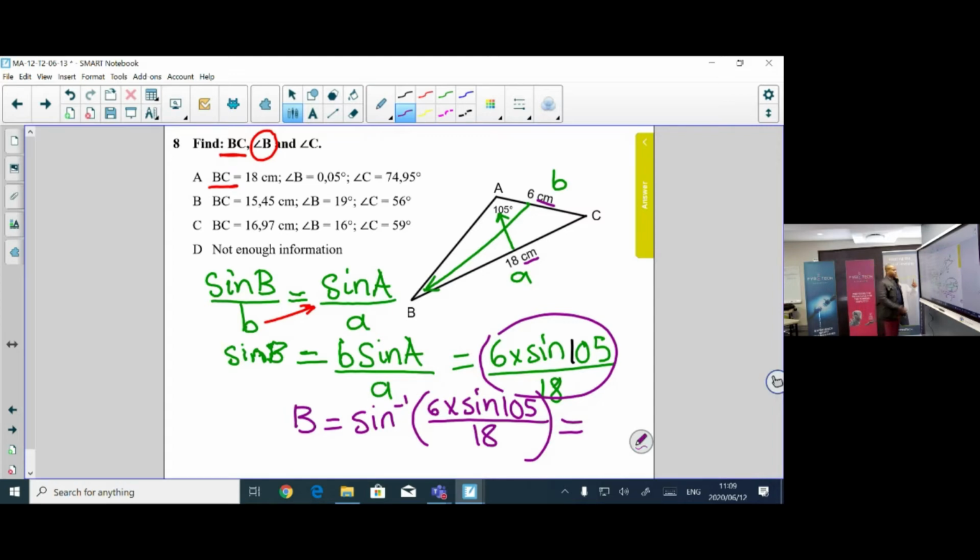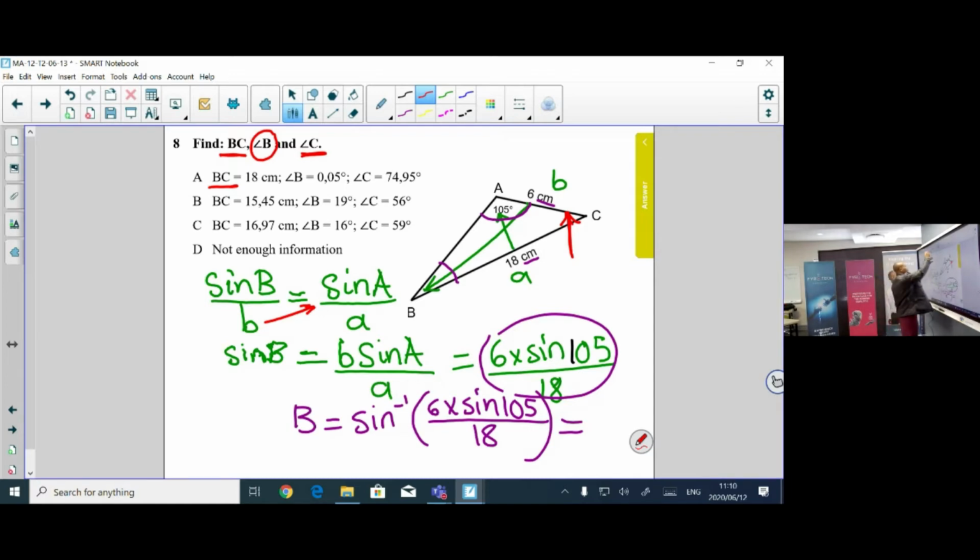Now that you have big B, from there, it's two angles that you have. You have the A, which is 105, and you have the B, which is what you've just worked out. It will be so easy to find your C, because it's the third angle in a triangle. So the sum of angles in a triangle add up to 180. So you subtract the other two to get C, which should fulfill the other part of the question.